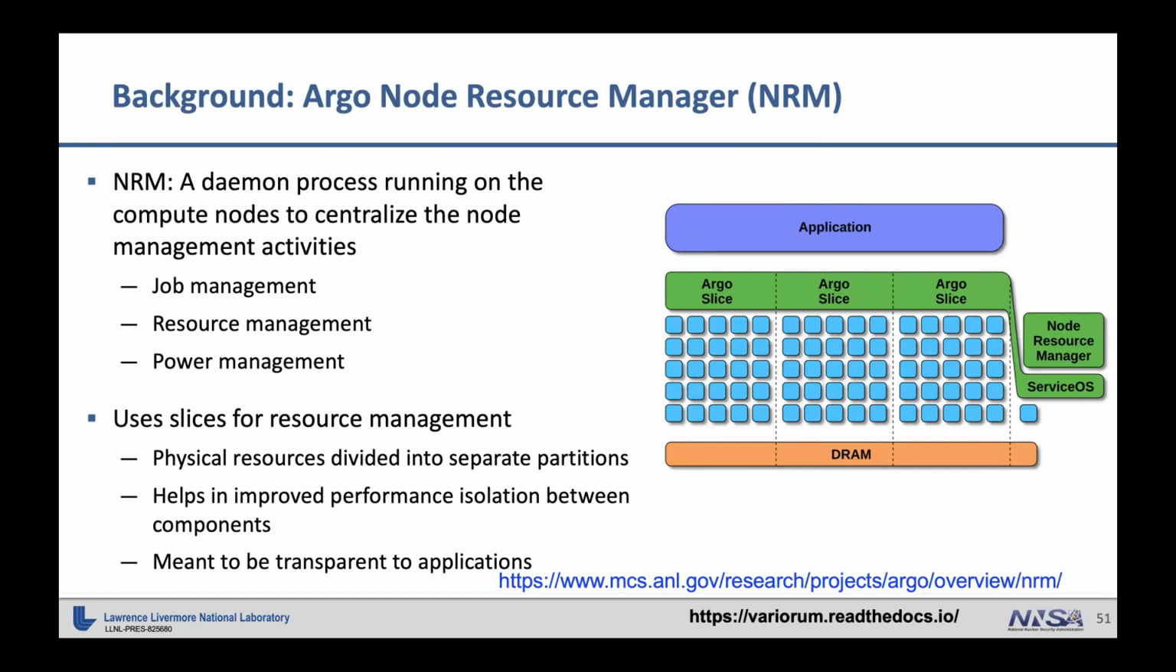So the figure on the right shows how NRM presents the view of the underlying platform to the application. Essentially, it uses slices for resource management. So physical resources are divided into separate partitions or slices. It helps in improving performance isolation between the components, and it's meant to be application transparent. So when you run the application, it doesn't necessarily know that you are running in the slice.